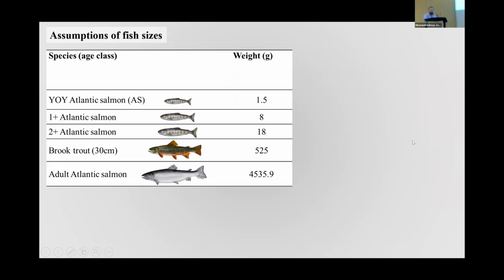So what we're going to do is build some simulations then. Okay, so we're going to talk about young of the year salmon, 1.5 grams. This is from a DFO paper, 2016. Atlantic salmon, say about 8 grams. 2+ salmon, 18 grams. Brook trout, 30 centimeters. This is from a personal communication with Mark Gotro, for 525 grams. And then we have an adult Atlantic salmon, 10 pounds, assumed to be 4,500 grams, so 4.5 kg, right? So these are the fish we're going to look at, these mock fish.